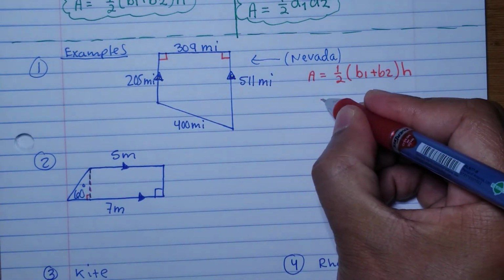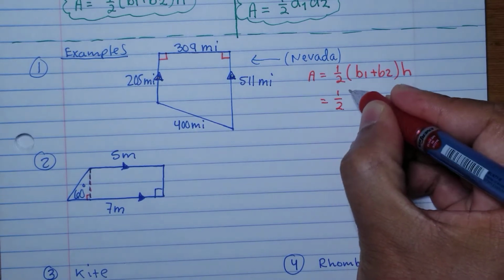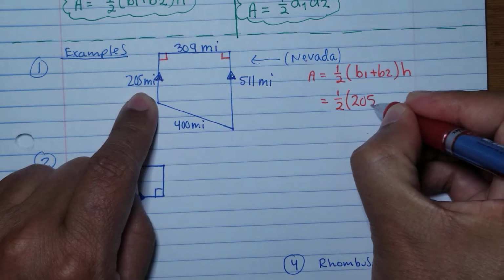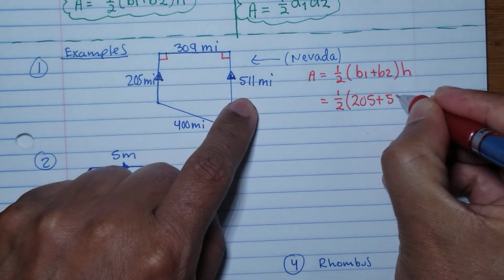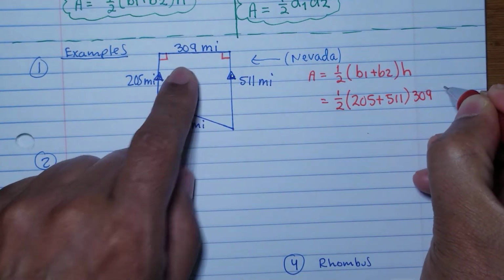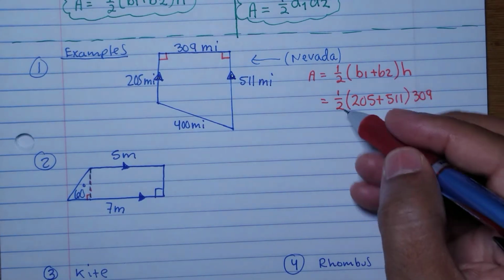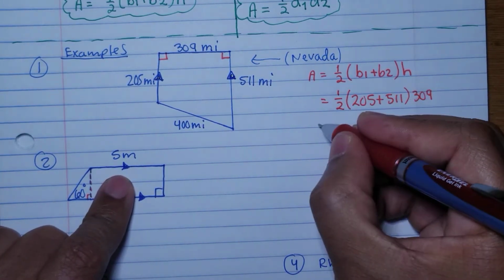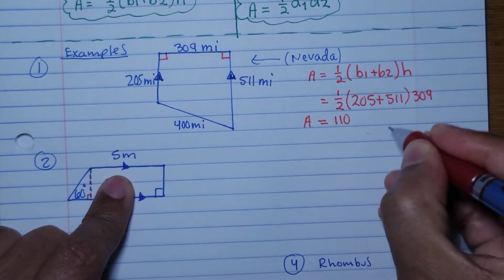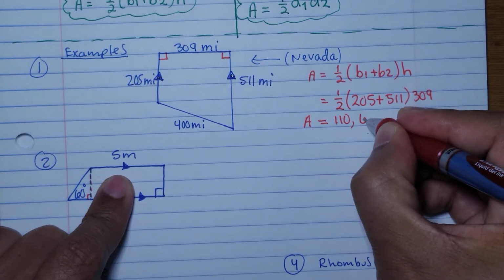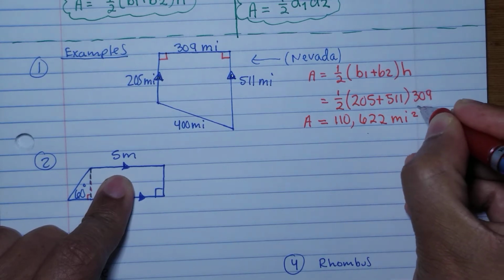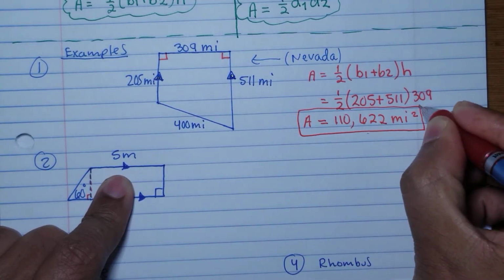I'm going to substitute the values into this formula. 1/2, and it doesn't matter which is base 1 and which is base 2, 205 plus 511, times the height, 309. When you enter all of this in your calculator, it's going to give you that the area is equal to 110,622 miles squared. So there is the area of this trapezoid.